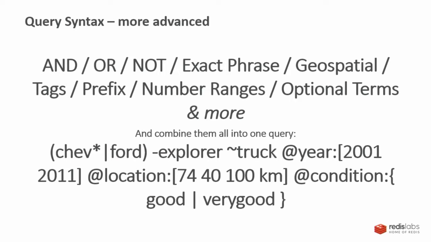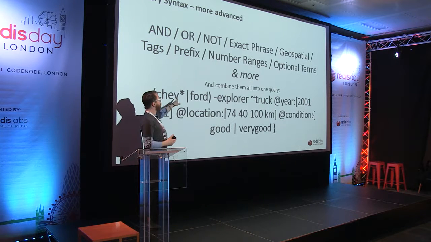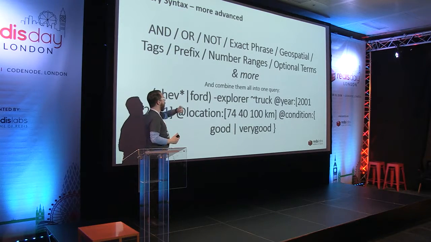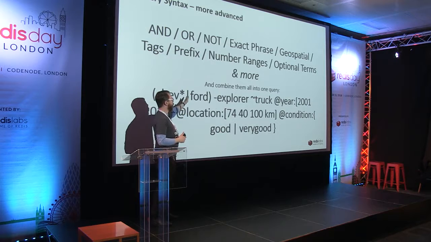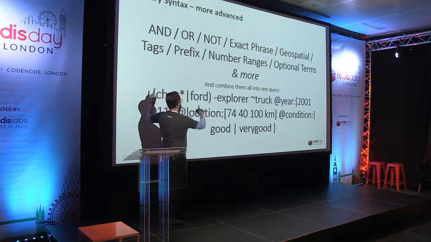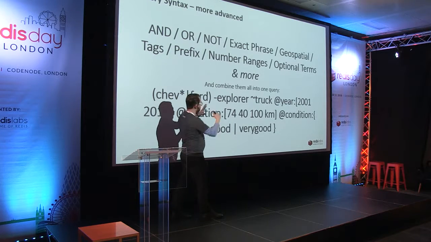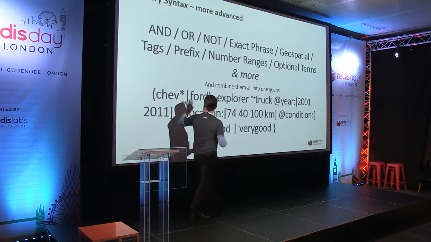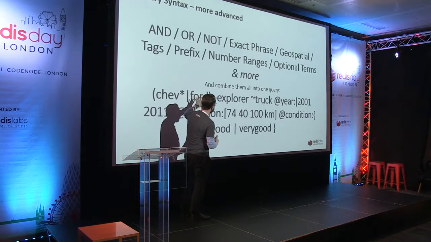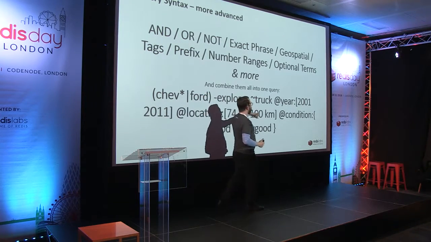It's a little bit US, North American centric. First, we're going to find Chev*, which will find Chevy or Chevrolet with the asterisk. That's a prefix search. We have an or here, which is represented by a pipe. Ford, we've put in brackets to indicate that it's in a sub part of it. We don't want to find anything that is Explorer, so we have to find a Chevrolet, a Chevy, or a Ford. It's not an Explorer.